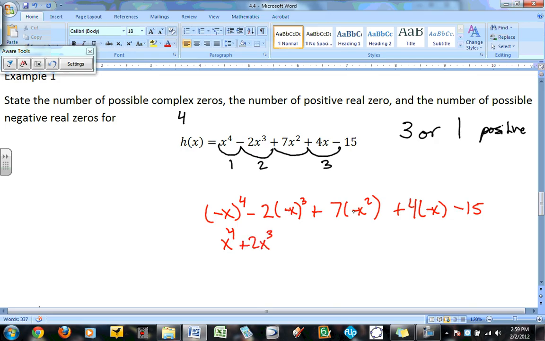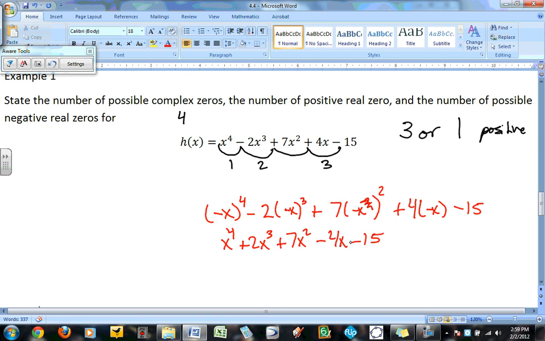And now, again, this one's going to change to be positive. I don't know why I put the squared on the inside. It should have been on the outside. But this is going to be a positive, so it's going to remain plus 7x squared. I have a positive times a negative, which should end up being a negative 4x, and then a negative 15.